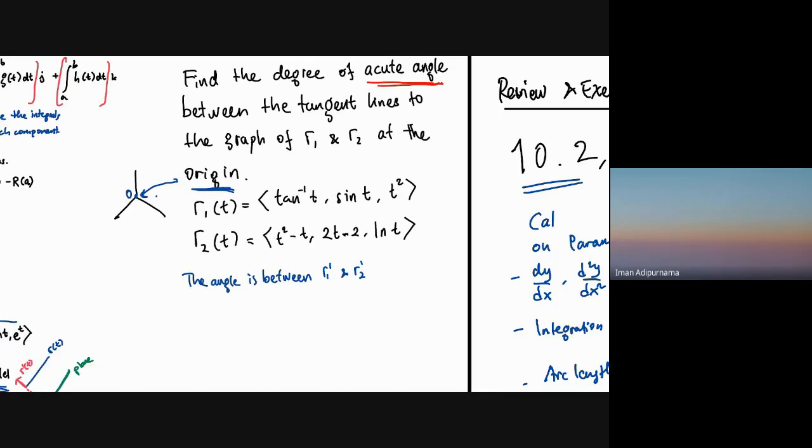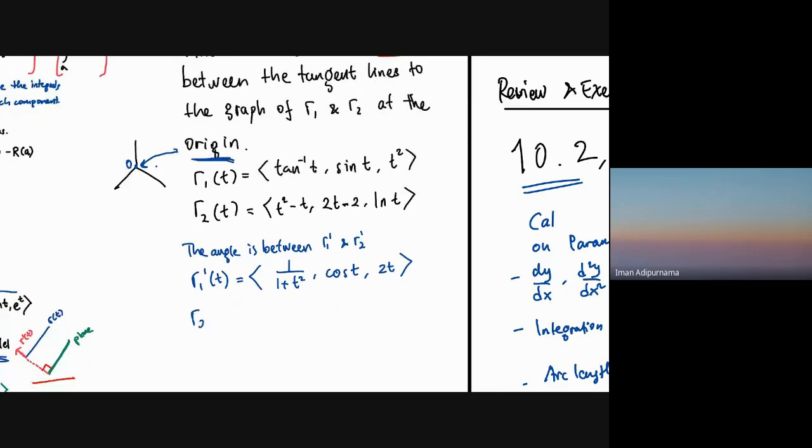Okay, so maybe I'll just write the derivative first for the tangent. So this will be 1 over 1 plus t squared, cosine t, and 2t. And for r2, the tangent is 2t minus 1, 2, and 1 over t. Okay.